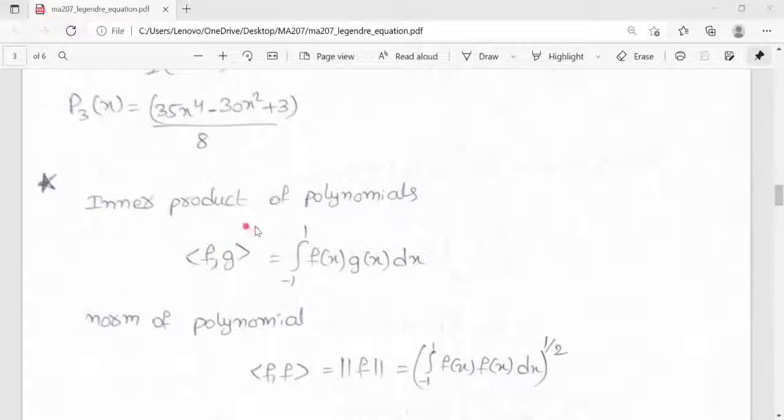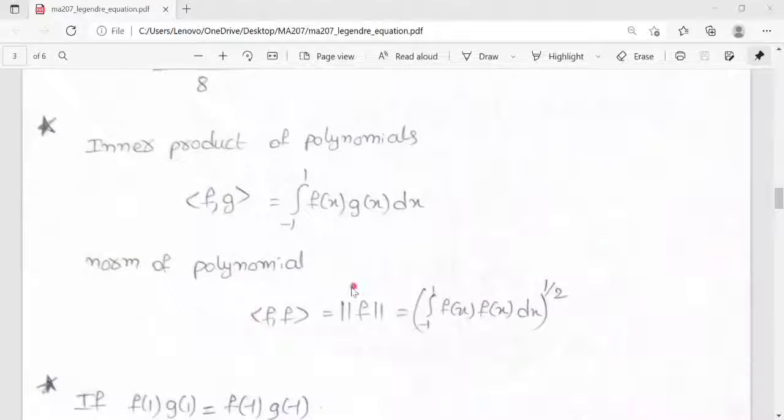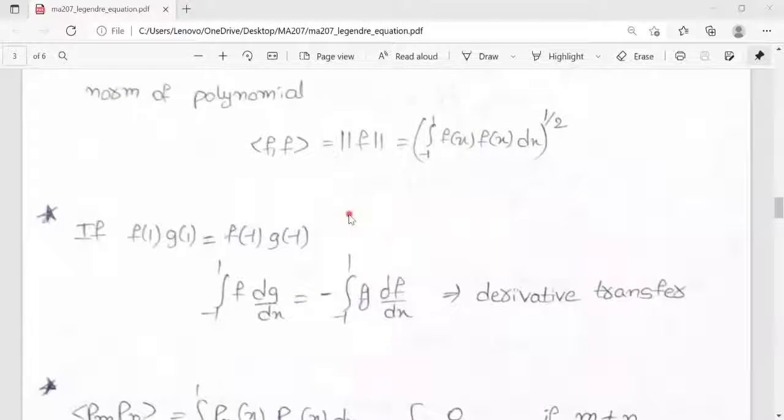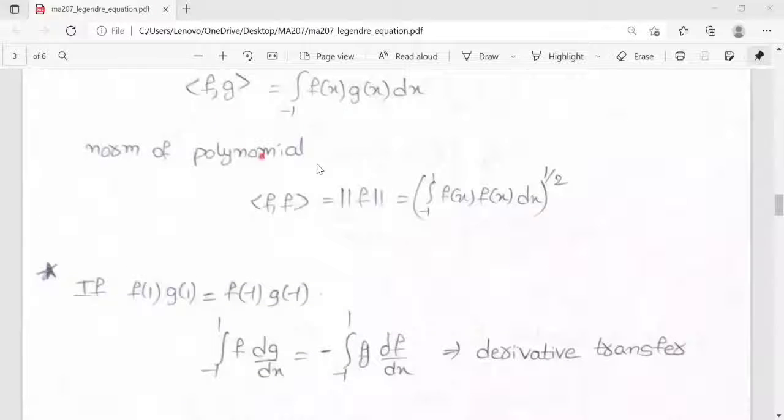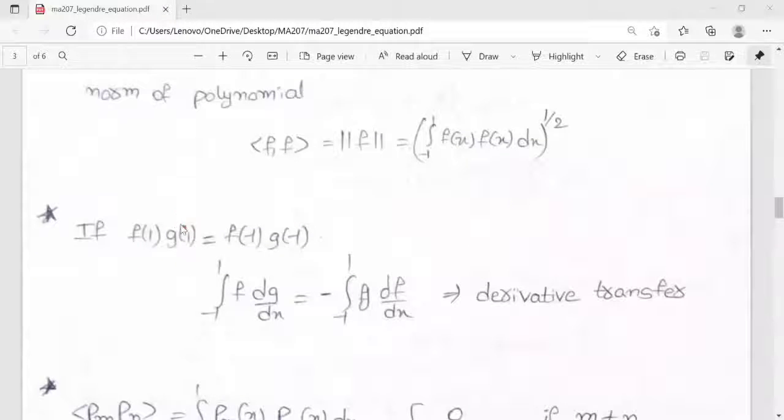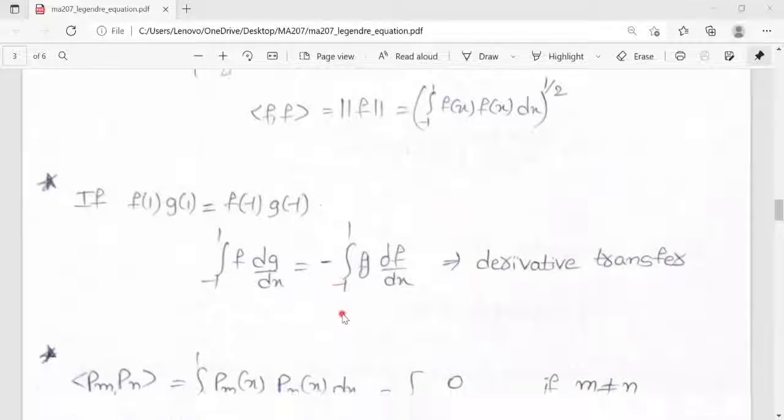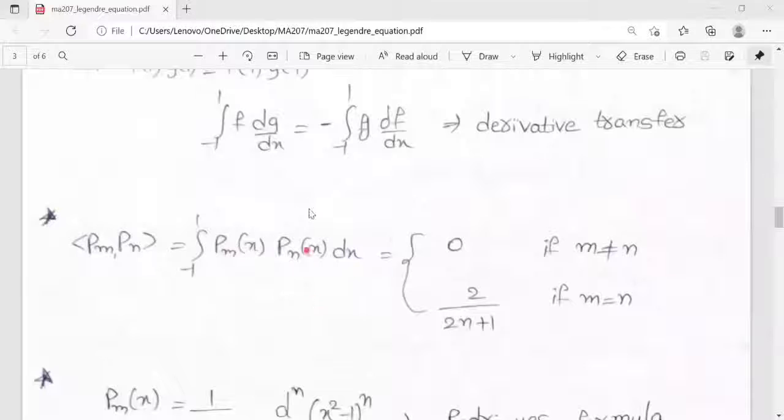The inner product of the polynomials is defined like this, and the norm of the polynomial is defined like this: the integral of f of x g of x dx from -1 to 1. By using this inner product, if f of 1 g of 1 is equal to f of -1 g of -1, we can transfer the derivative from one function to another function, and we will get a negative sign before it. By using the above formulas, we can find the inner product of two Legendre polynomials. That is 0 if m and n are not equal. If they are equal, we will get this value.